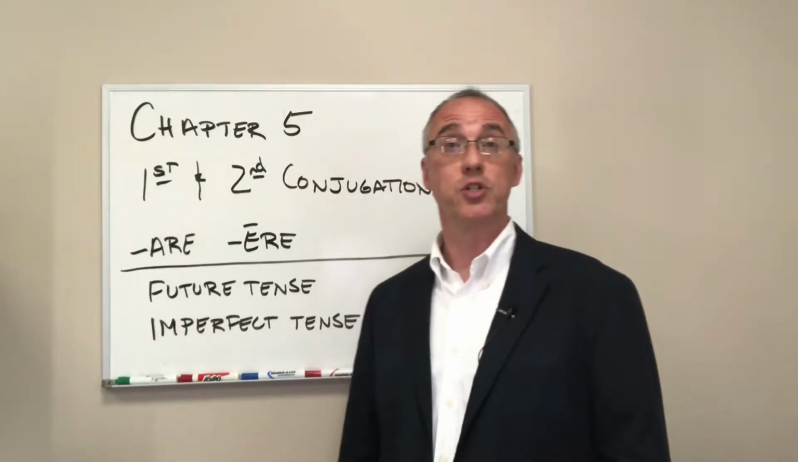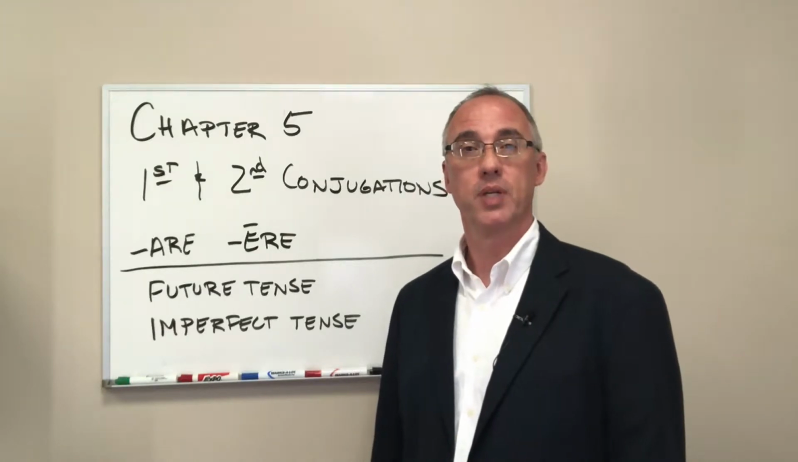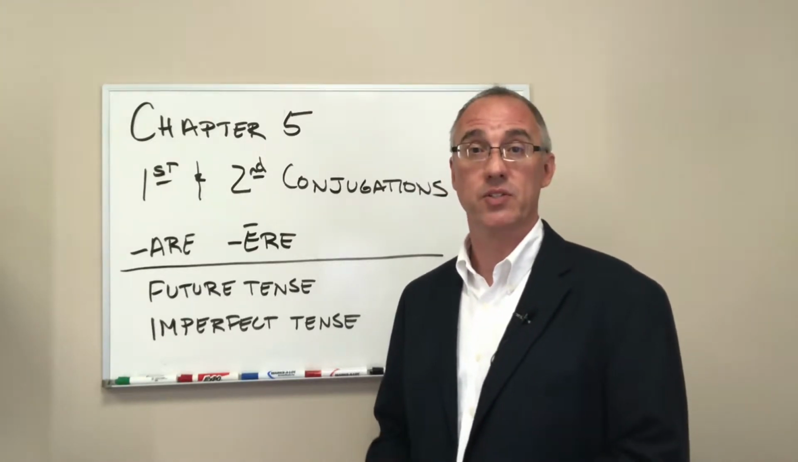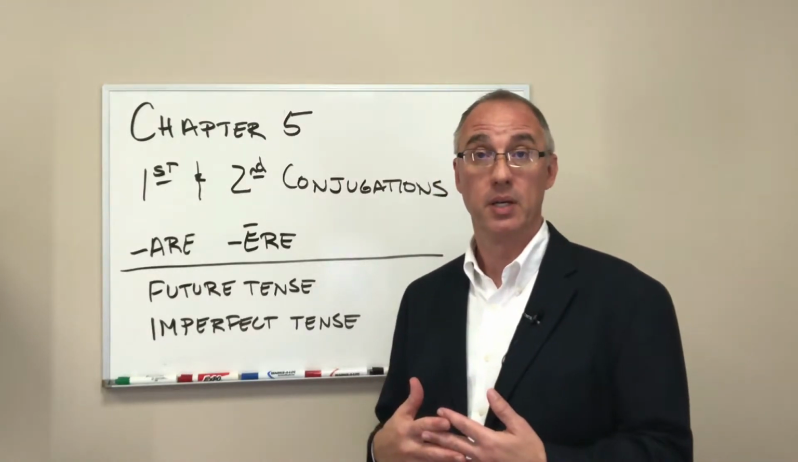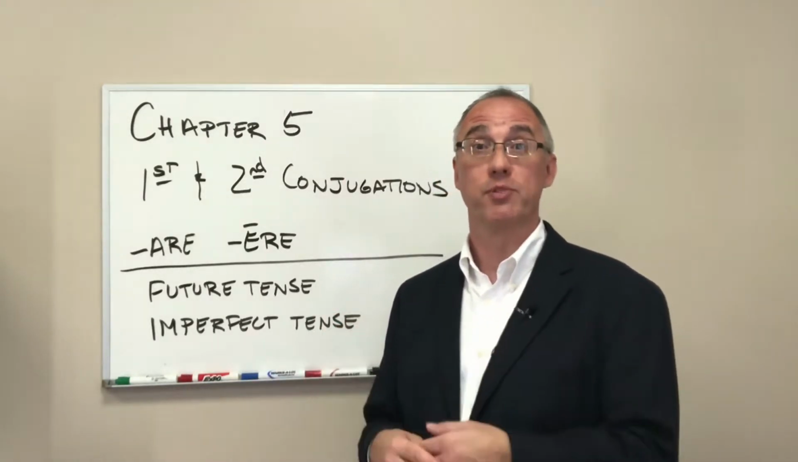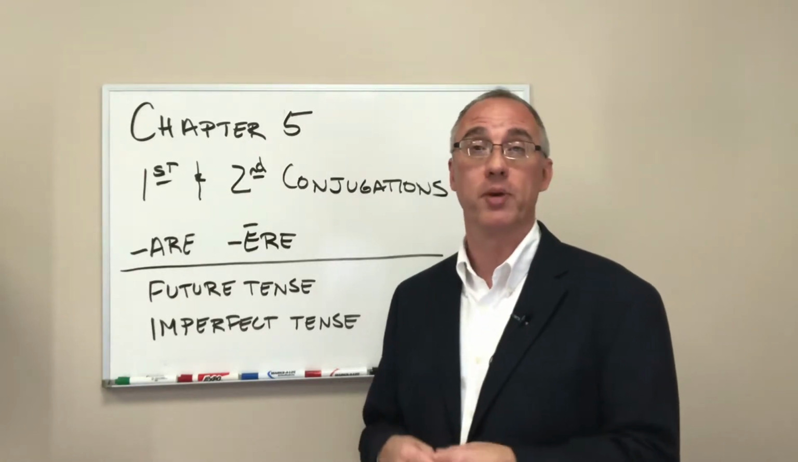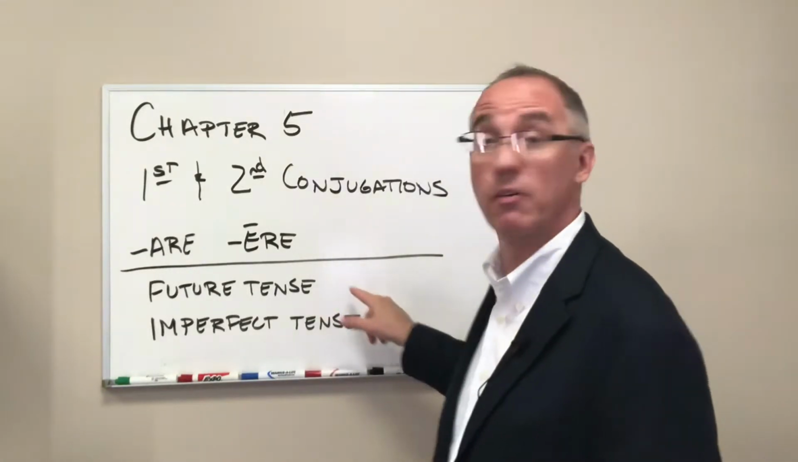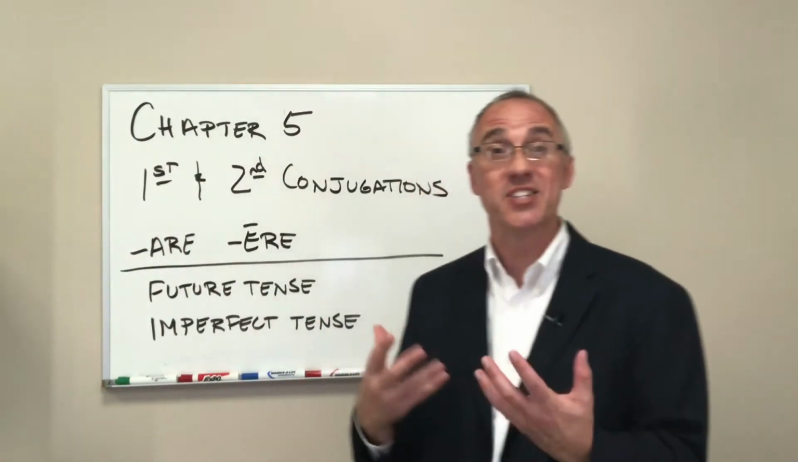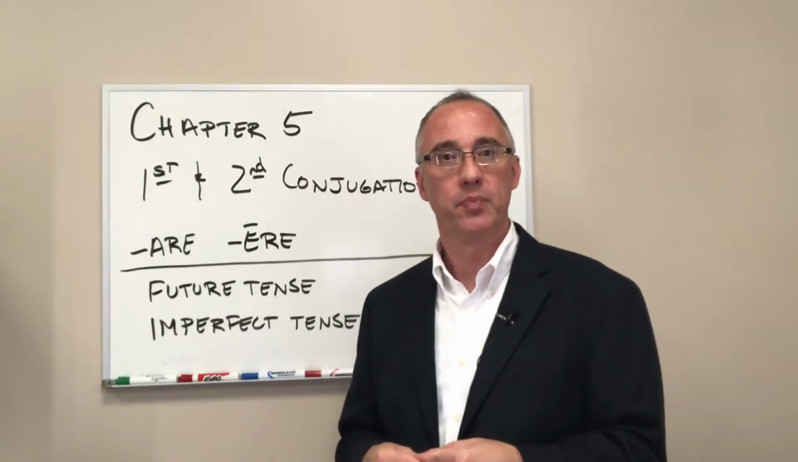You are also introduced in Chapter 5 to the future and the imperfect tenses. The future and the imperfect tenses are formed off the present stem. In fact, all the tenses of the verbs you've learned so far are formed off the present stem. What distinguishes the future and the imperfect is, in effect, a tense indicator, if you will.